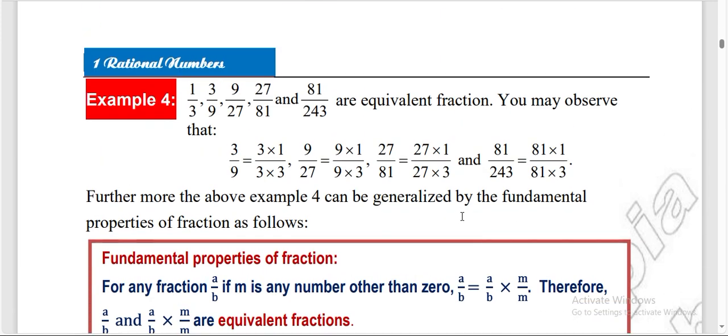Example: you can see this one is equivalent fractions. 3/9 equal to (3 times 1)/(3 times 3), and 9/27 equal to (9 times 1)/(9 times 3). These are equivalent fractions, represented on the same point of the number line.